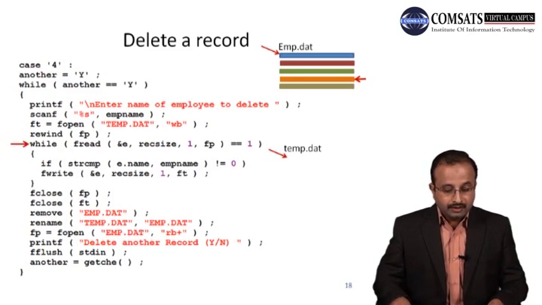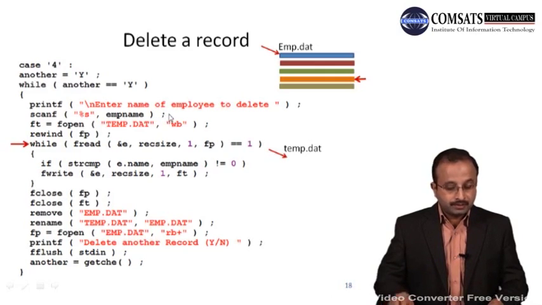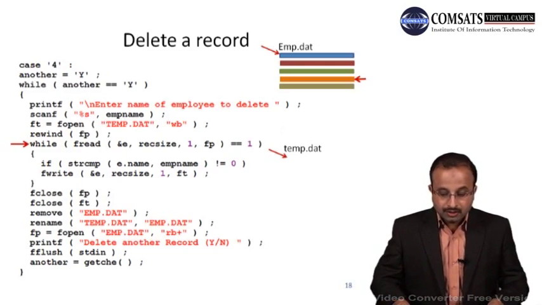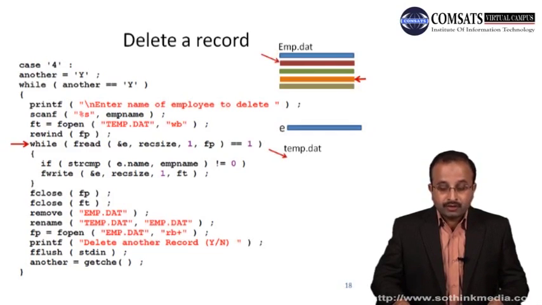Then you start reading the file. So अब आपके पास name आ गया जिस record को आपने write नहीं करना temporary file में. ठीक है, here in the scanf function. Then you read the record in a structure E. So you read that record. After reading the record, the file pointer points to the next record, that is the second record. Then you come inside the while and check the if condition.